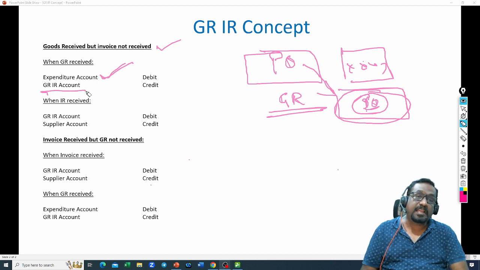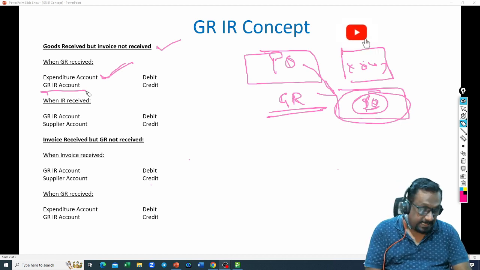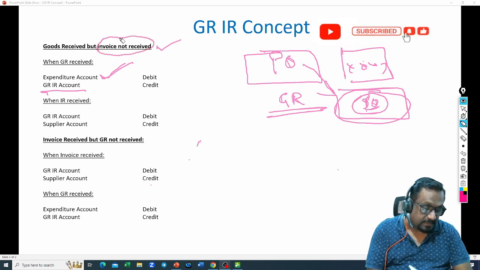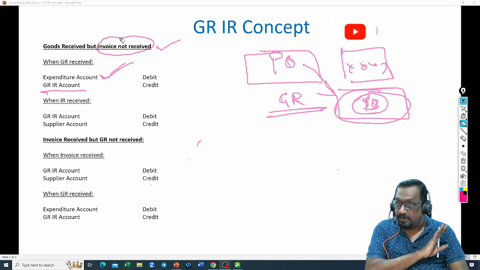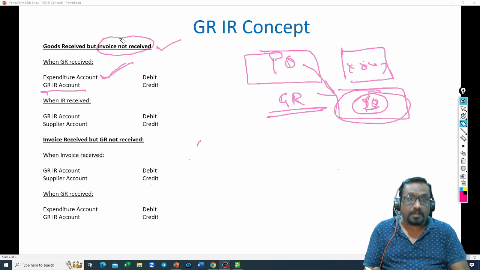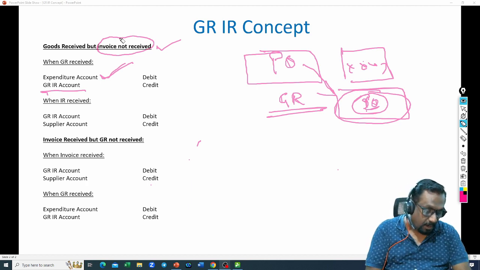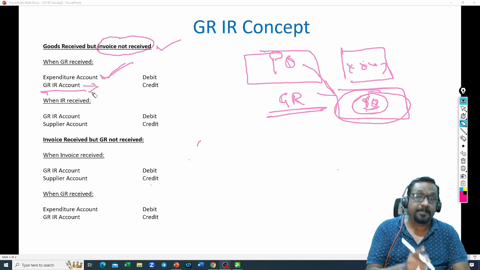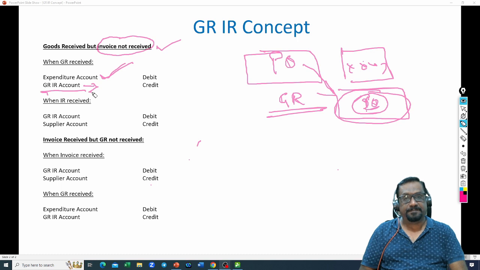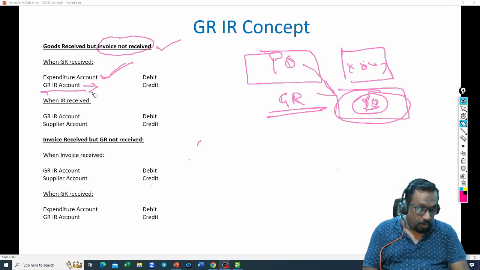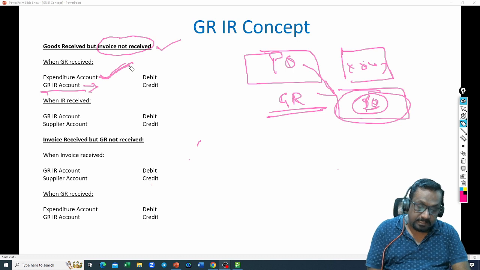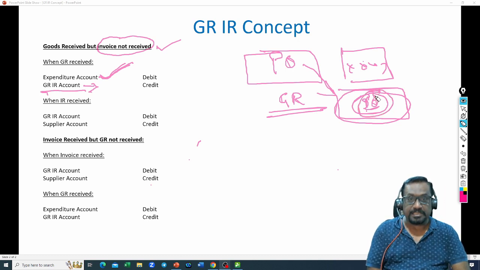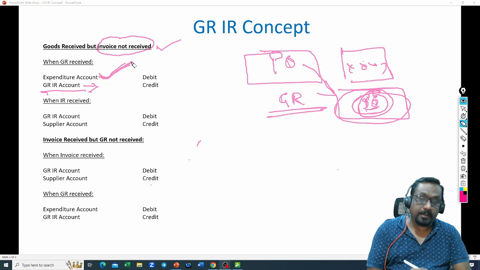But why am I crediting the GRIR account? I am crediting the GRIR account because I did not receive the invoice. That is the concept here. I received goods, but I did not receive the invoice copy. If I do not receive the invoice copy, I will not credit the supplier account. I will credit the GRIR account till such time as I get the invoice copy and process it. Clear? So, the expenditure account, why am I debiting? Since the GR is received, it is an expenditure. So, as per the nominal account principle, I'm debiting expenditure.